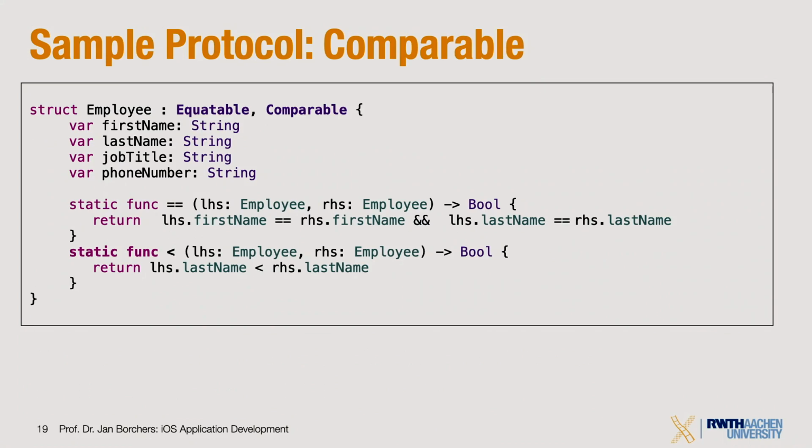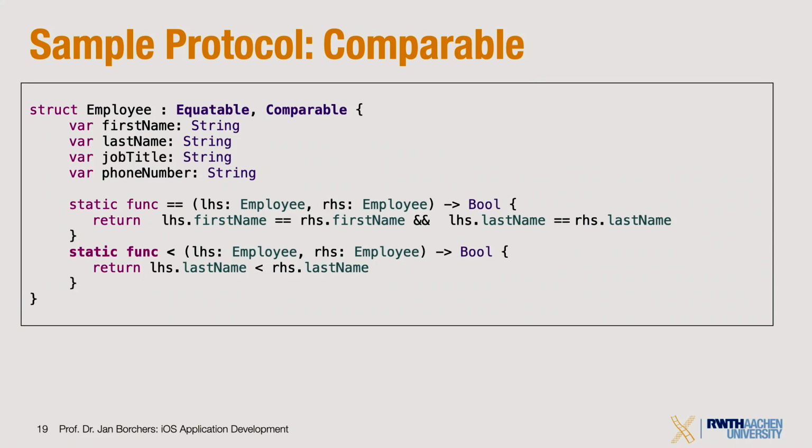Now, to adopt the Comparable protocol means that Swift then knows it can actually compare two instances of this data type. What do you need to do for this? First of all, you need to also support the Equatable protocol. So we're putting that there as well, or rather we leave it there, and we add Comparable to it. The second thing you need to do is, apart from the equals function, which you need because of the Equatable protocol, you need to provide a less than function.